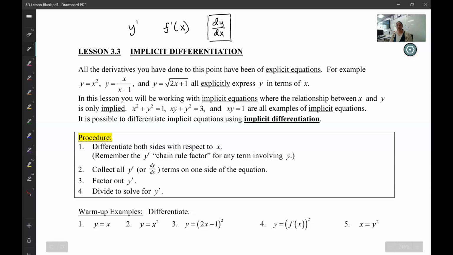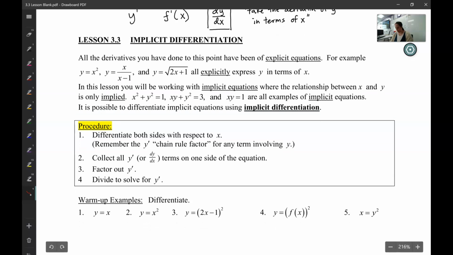Now what dy dx actually means is take the derivative of y in terms of x. So take the derivative of y in terms of x. That's what that dy dx actually means. And we're going to play with that quite a bit more today.